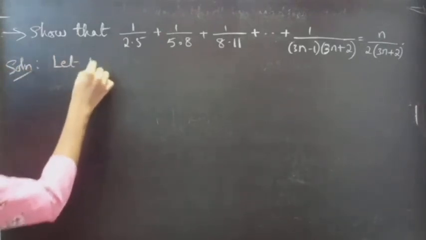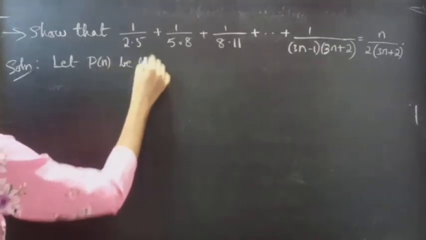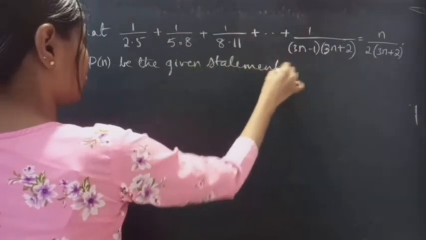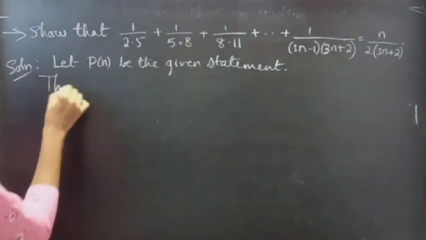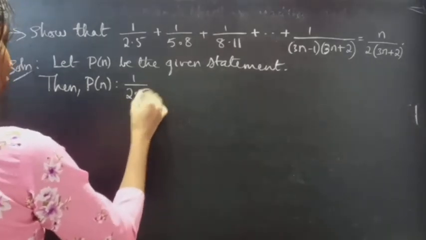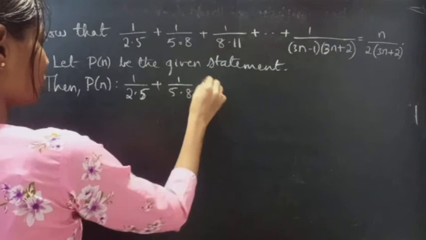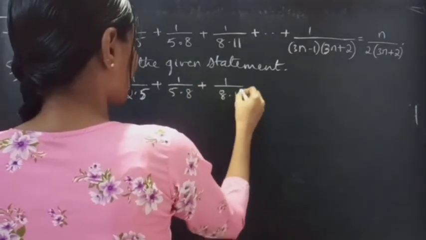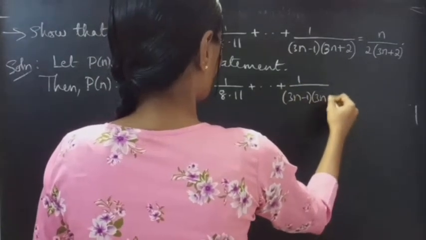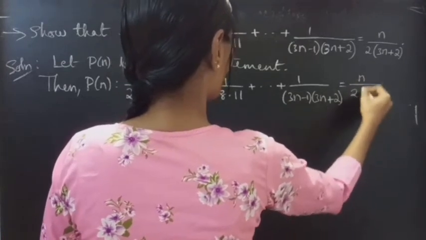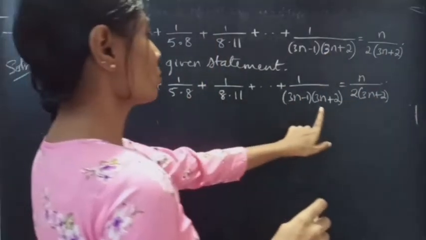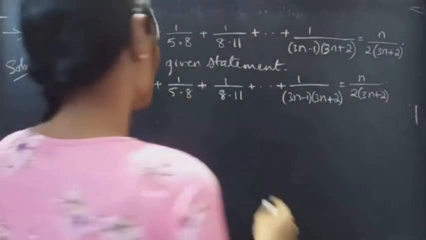Solution: let P(n) be the given statement. Then P(n): 1/(2×5) + 1/(5×8) + 1/(8×11) + ... + 1/((3n−1)(3n+2)) = n/(2(3n+2)). Okay, so here we are given the sum of n terms, right?